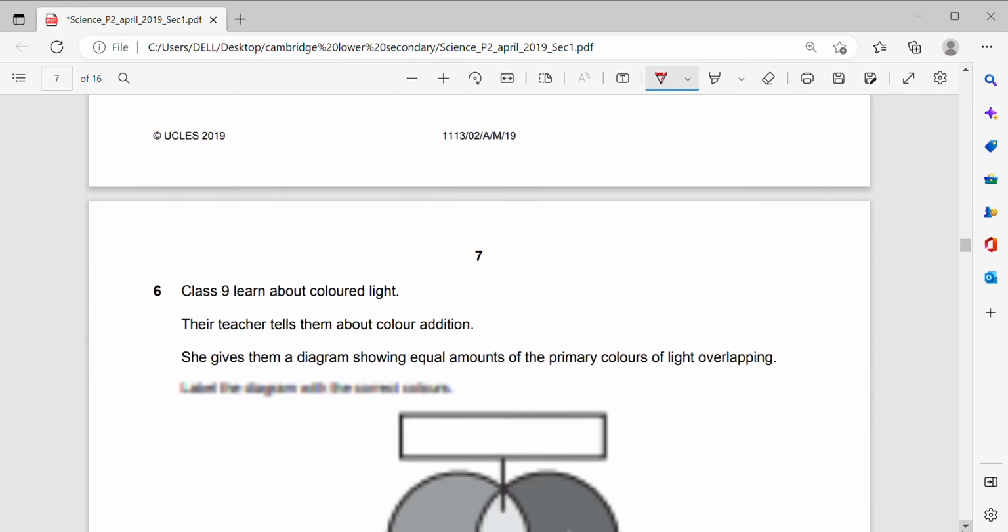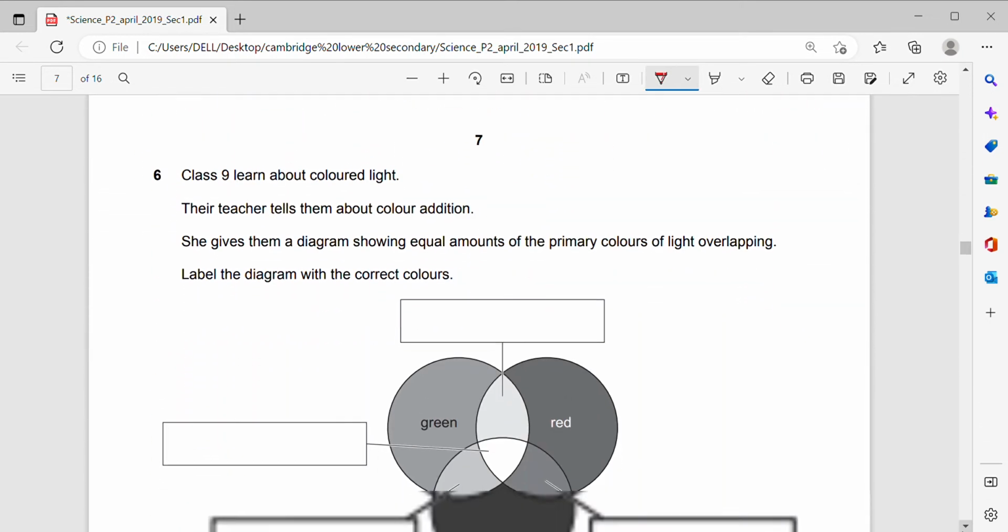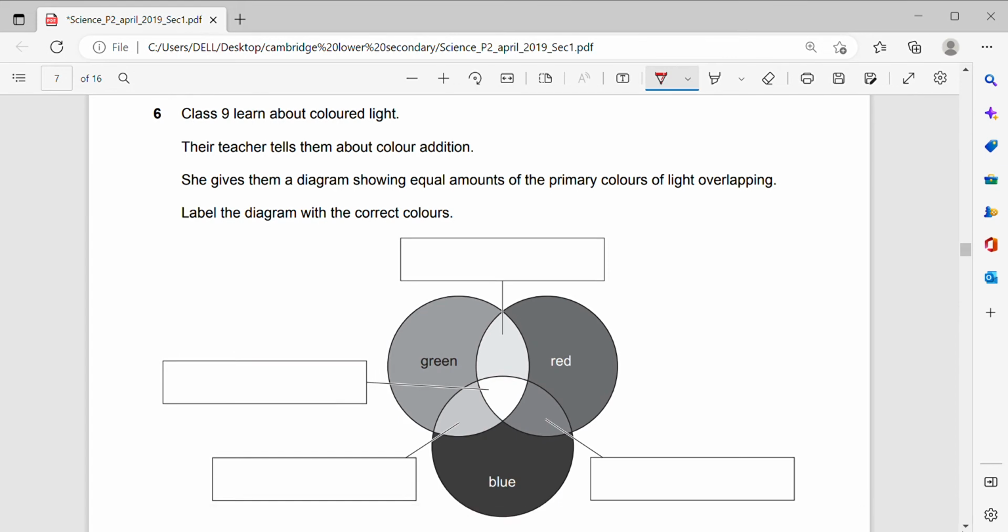Next question. Class 9 learn about colored light. The teacher tells them about color addition. She gives them a diagram showing equal amounts of the primary colors, green, red, and blue, overlapping. Label the diagram with the correct colors.